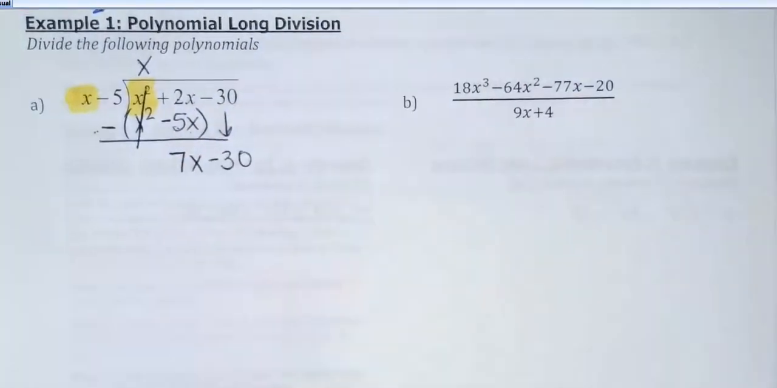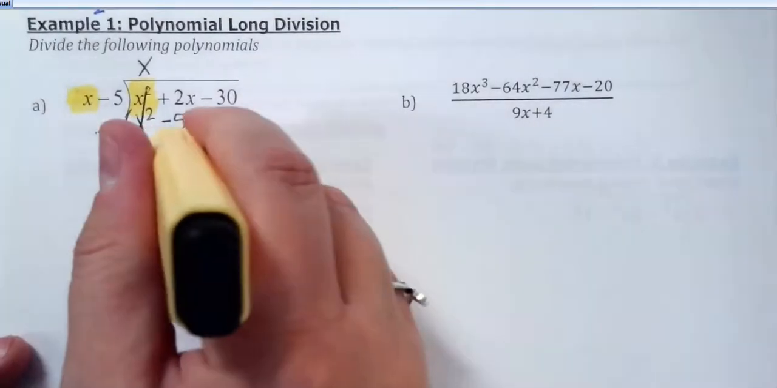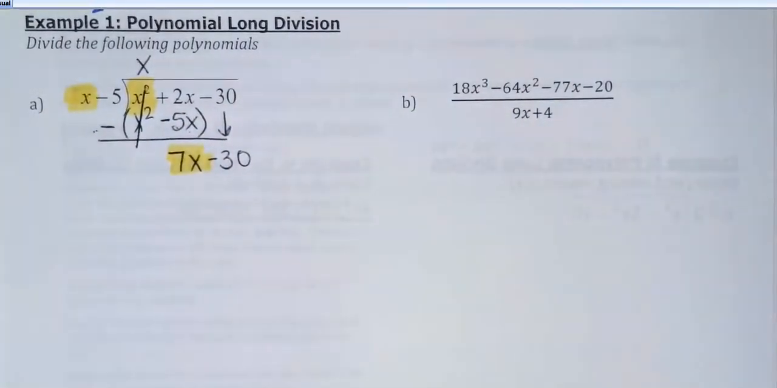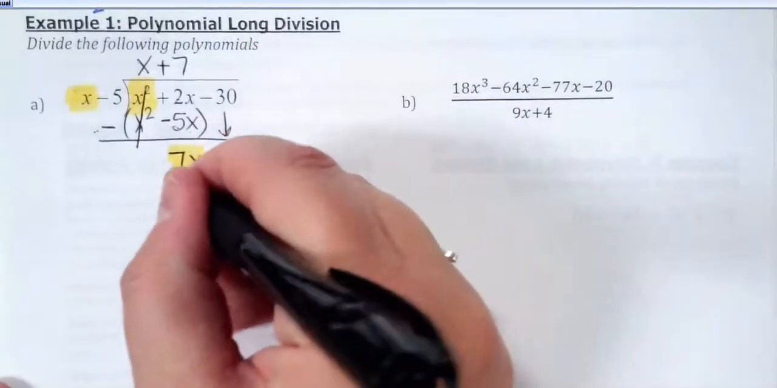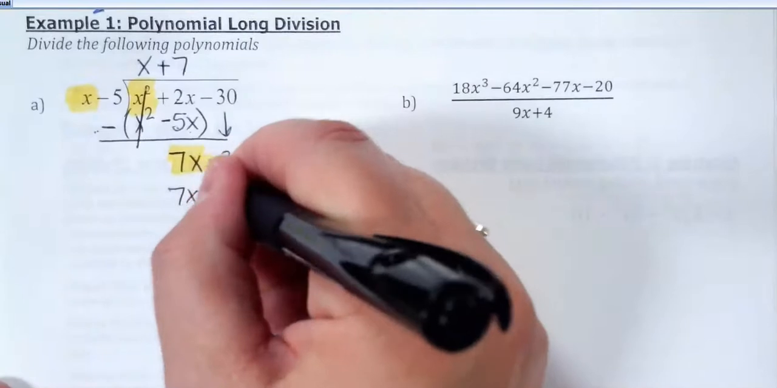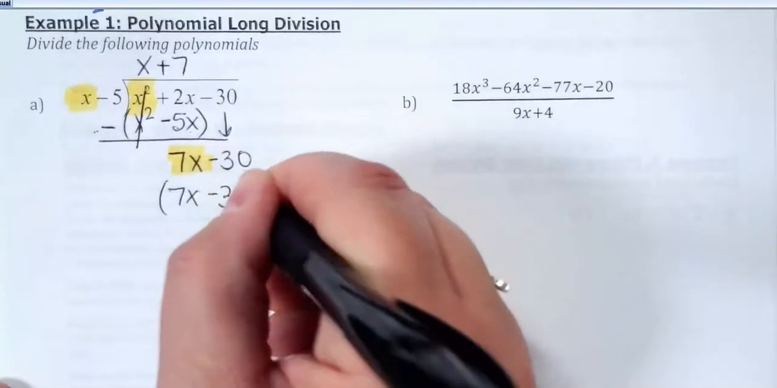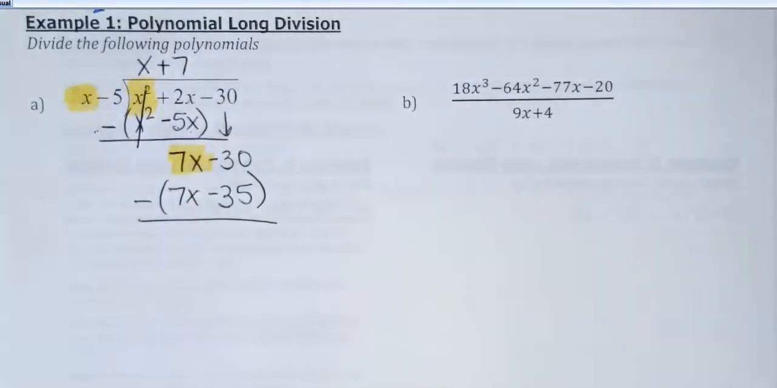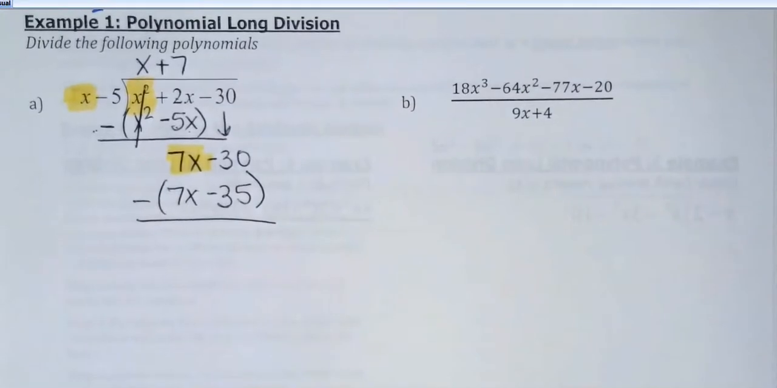And then I'm just going to repeat that process. I'm going to say, okay, and just look at the first term, what would you multiply x by to turn it into 7x? 7. Okay, so just up here, I'm going to put plus 7. You do 7 times x, that's 7x. 7 times negative 5 is negative 35. And you're going to subtract 7x minus 35 from the polynomial right above it.